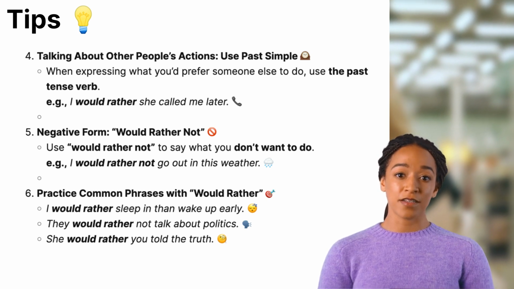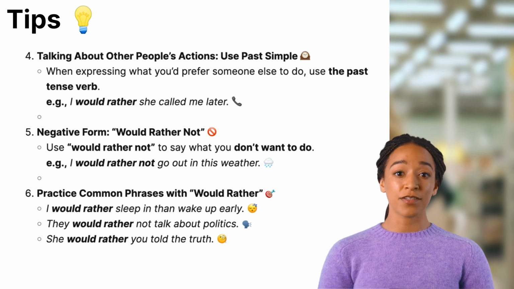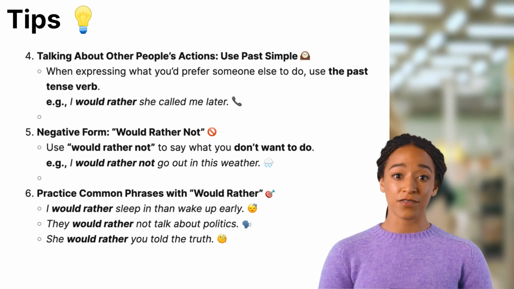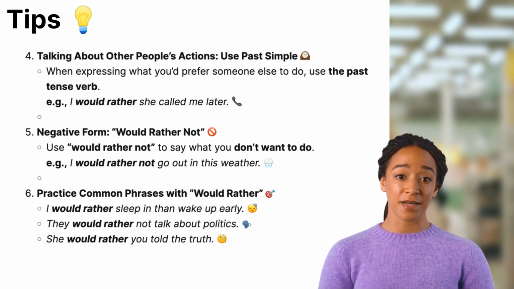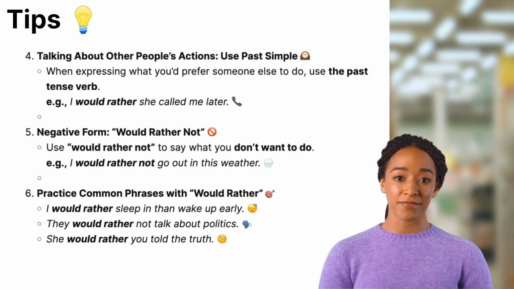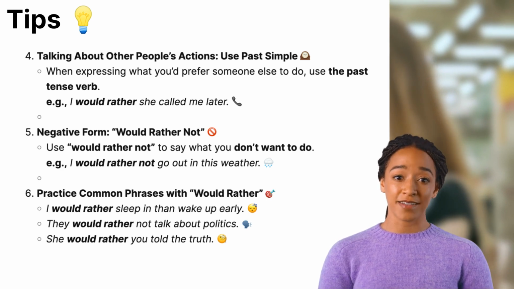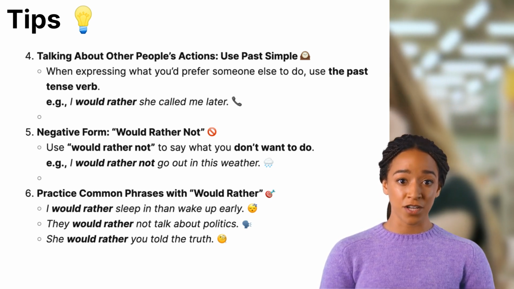4. Talking about other people's actions, use past simple. When talking about what you'd prefer someone else to do, use a past tense verb. Example, I would rather she called me later. More examples. He would rather you arrived on time. They would rather we stayed for dinner. Even though the verb is in the past tense, it refers to the present or future.